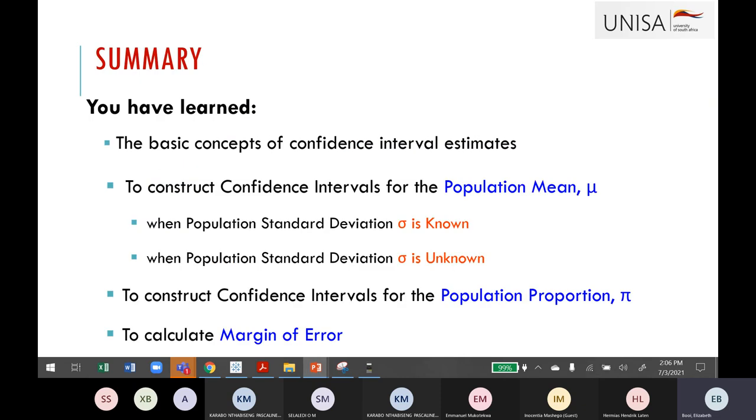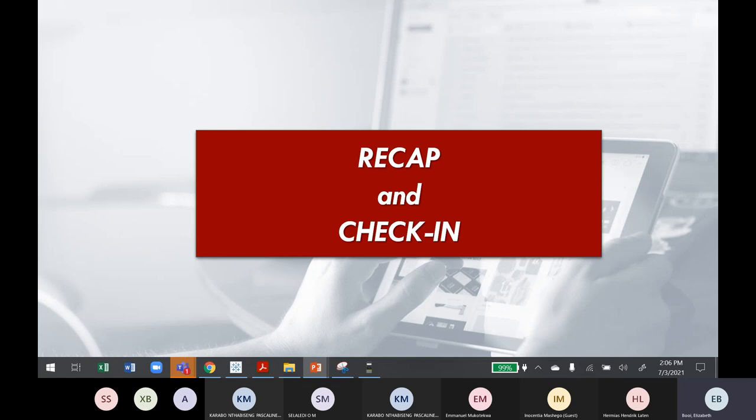So we conclude by saying you have learned for the last 3 weeks or 2 weeks the basic concepts of confidence intervals, how to construct the confidence interval for the population mean when the population standard deviation is known, and when it is unknown. You've learned how to construct the confidence interval for the proportion, and also how to calculate the margin of error or sampling error. And that concludes confidence interval. See you on Wednesday when we start with hypothesis testing for the mean when the population standard deviation is known.